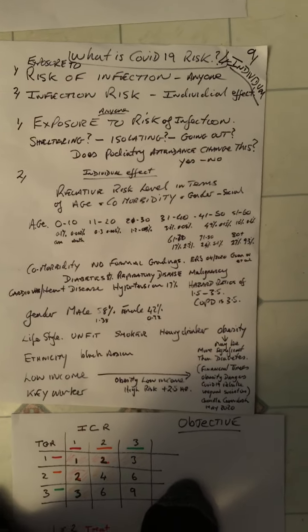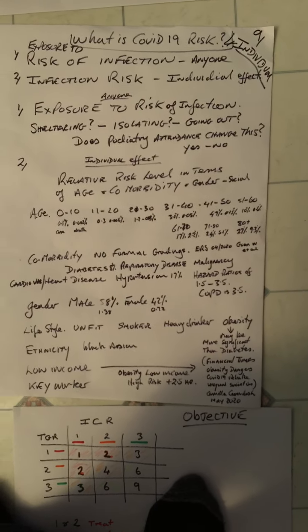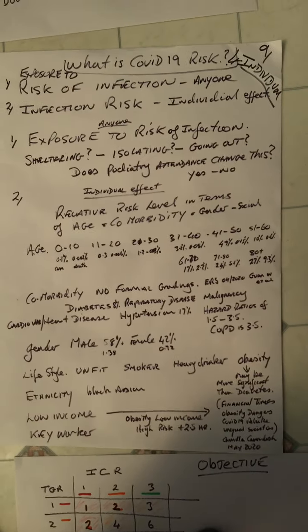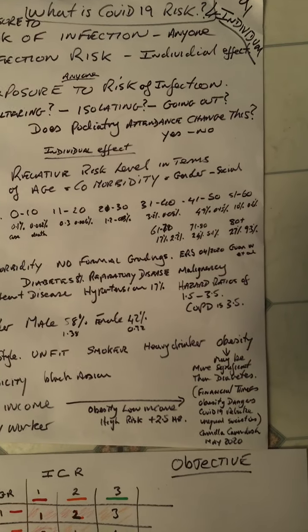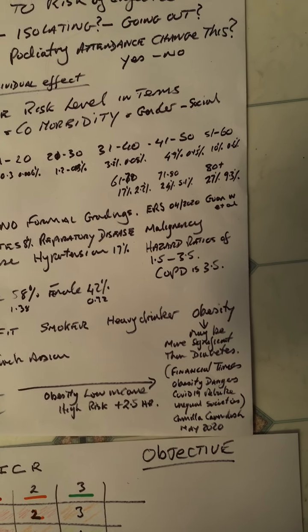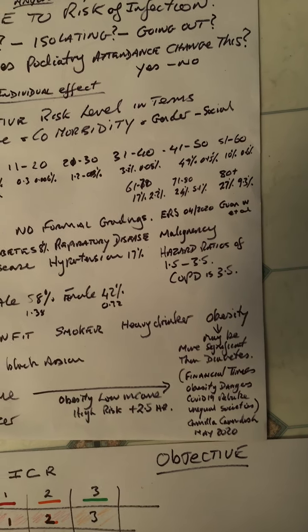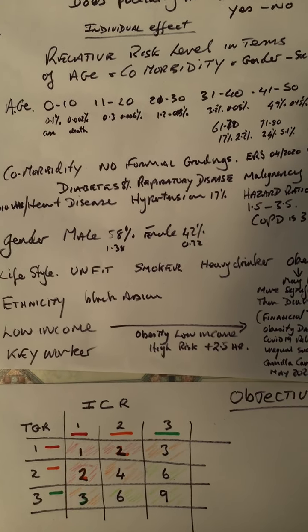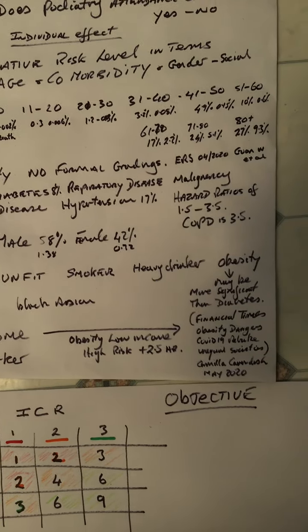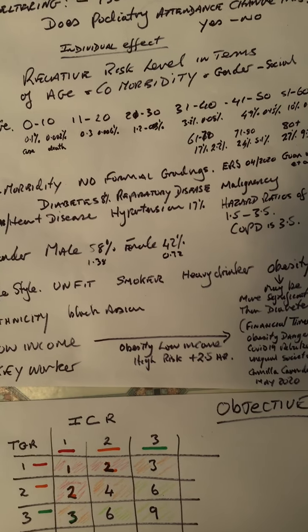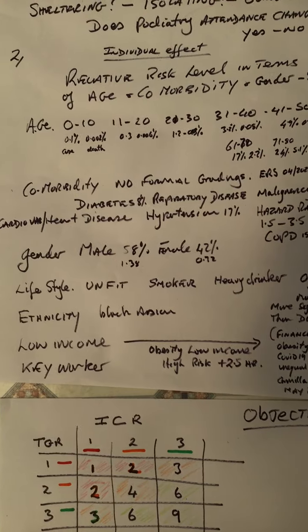And then you've got gender; males and females are not equal. Lifestyle: if you're unfit, a smoker, a heavy drinker and overweight, that's going to put you at high risk. In fact, one paper found that obesity might be even more of a risk than diabetes. Black and Asian ethnicity is a higher risk, and low income also plays into the obesity thing. They have a high risk, very similar to people who are obese.